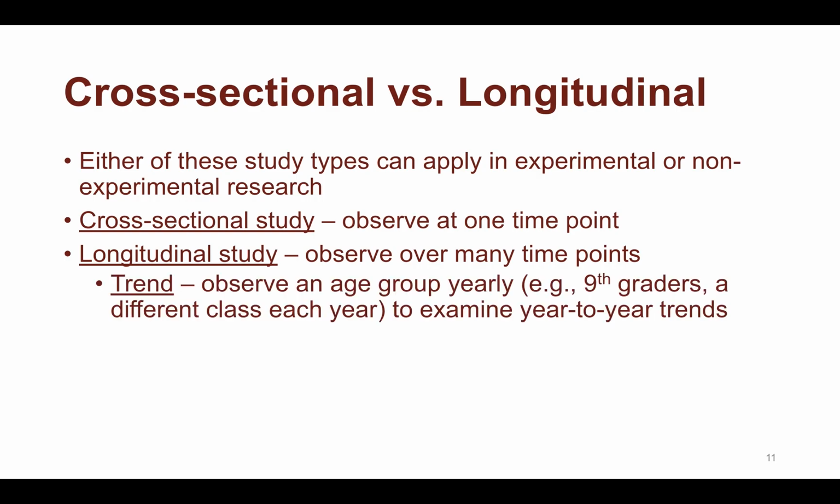So, some subcategories of longitudinal studies. A trend study is not like what I just described. Basically, in a trend study, you would observe an age group yearly. Just as an example, you might be focusing on ninth graders, but you're observing ninth graders yearly, and therefore it's different students each year. So, ninth graders in 2015, then ninth graders in 2016, ninth graders in 2017, etc., just to examine how ninth graders as an age group change on a year-to-year basis. So how are this year's ninth graders different from ninth graders 10 years ago or something like that?